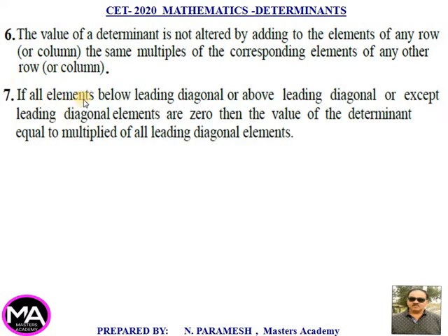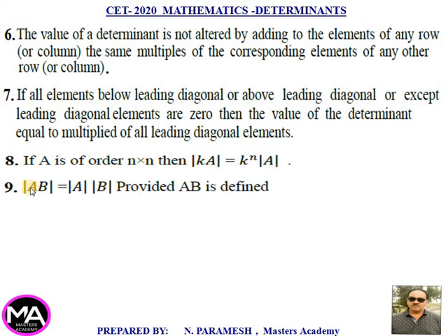Seventh point, if all the elements below the leading diagonal, or above the leading diagonal, or except the leading diagonal elements are 0, then the value of the determinant is equal to the product of all leading diagonal elements. Eighth point, if matrix A is of order n cross n, then determinant kA is equal to k to the power n into determinant A.